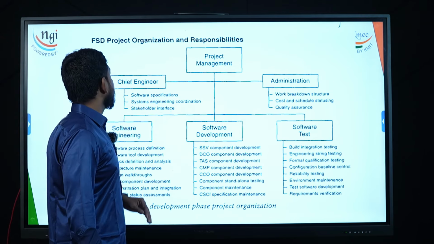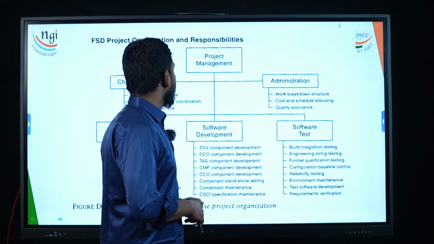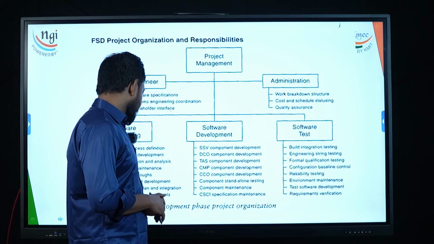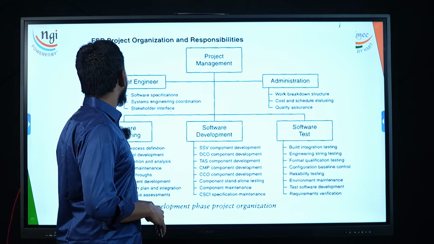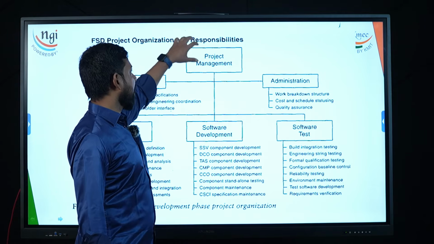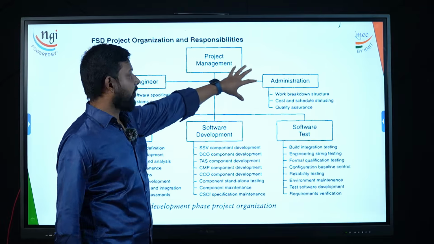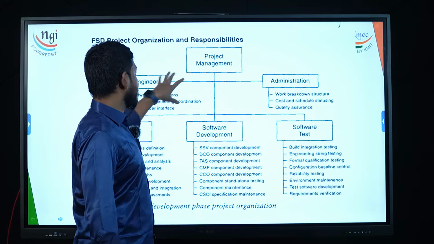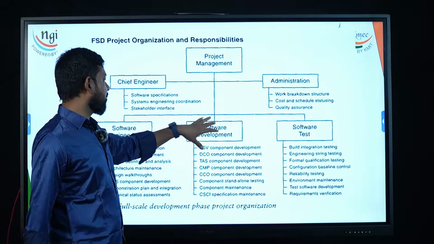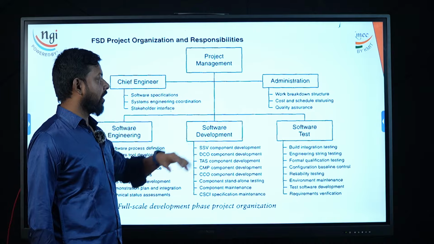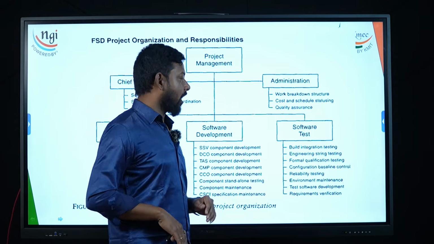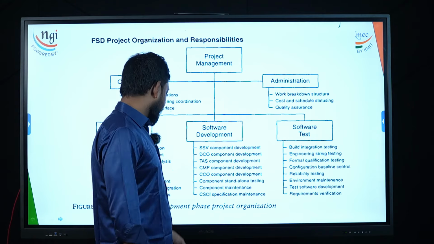Right. So this is how your FSD project organization was completely divided, and the complete roles and responsibilities of your FSD project organization. So here, under your project management you have two main roles. One is your chief engineer and your administration, and under this you also have three different roles again: software engineer, developer and tester. So each and every role was clearly defined before they started working with the project, and the roles you can find out here.